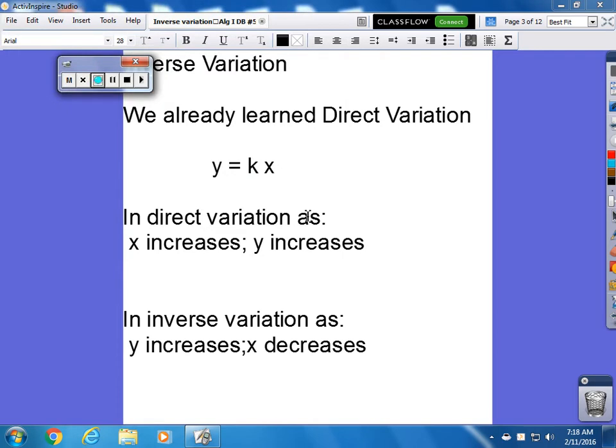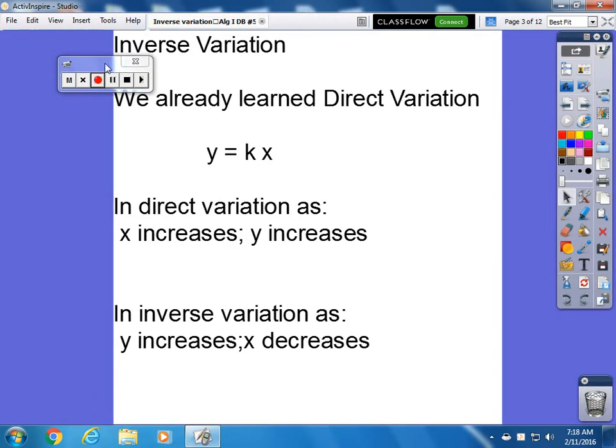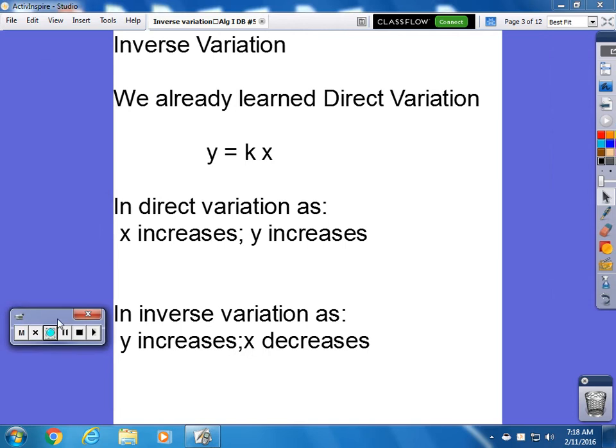Okay, today's lesson is on inverse variation. So we've already learned direct variation, which is y equals kx. So what we need to do now is talk about inverse variation. In a direct variation, as x increases, y increases.